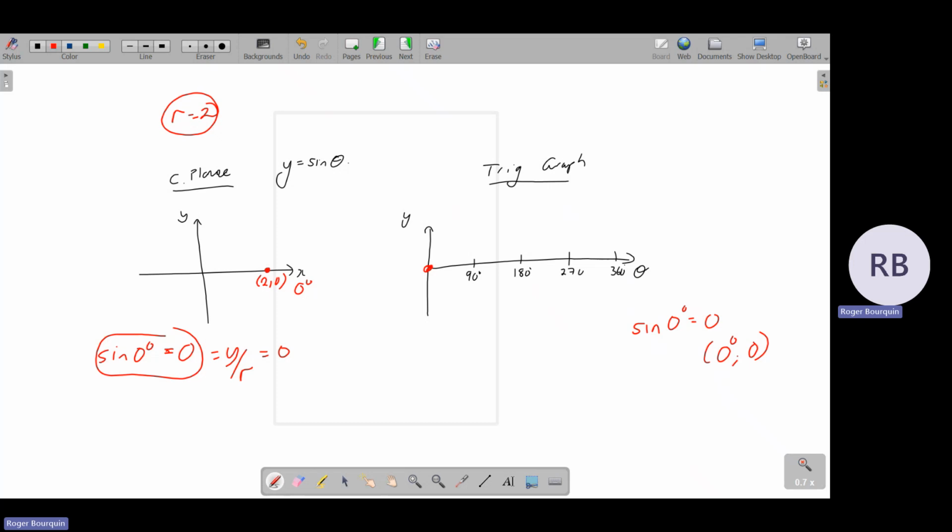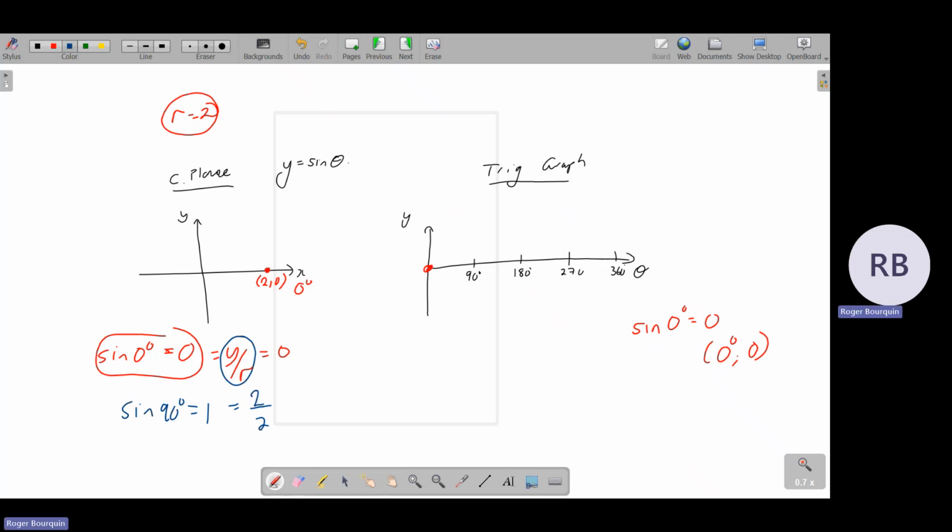If I now look at 90 degrees, we just looked on your calculator, sine of 90 degrees is equal to 1, right? I'm just saying I randomly picked a radius of 2 because it works nicely. So if sine of 90 degrees is 1, what's y over r going to be? 2. Come on. What's y over r going to be? Y must be equal to 2, right?